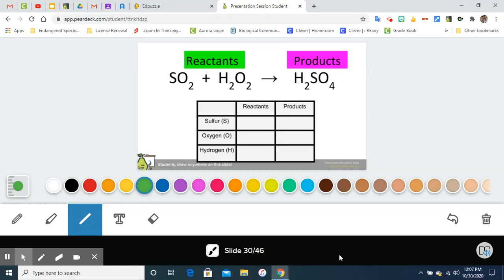Sometimes it can be a little overwhelming looking at an entire chemical equation and trying to figure out how many atoms of each element we have on the reactant side versus the product side. So I'm going to teach you a pretty simple way to do this. First, let's just look at the reactant side, which I'm going to box off in green.